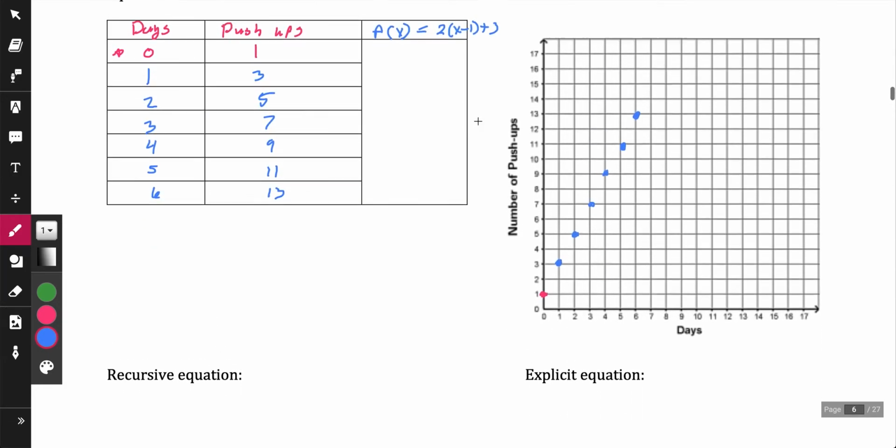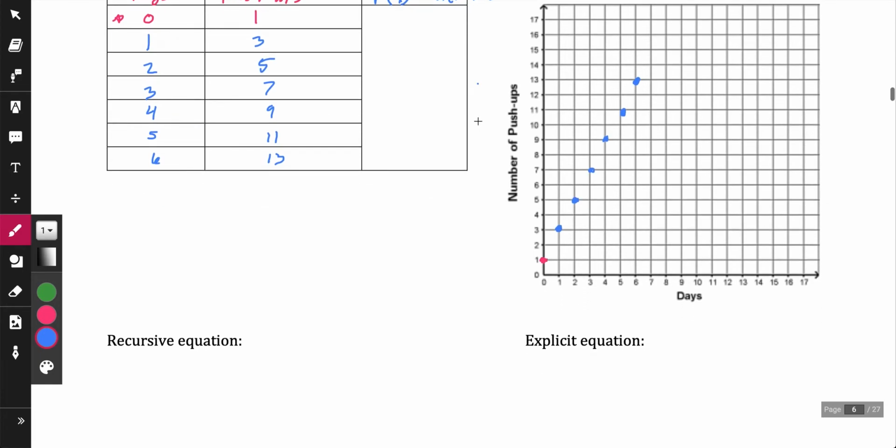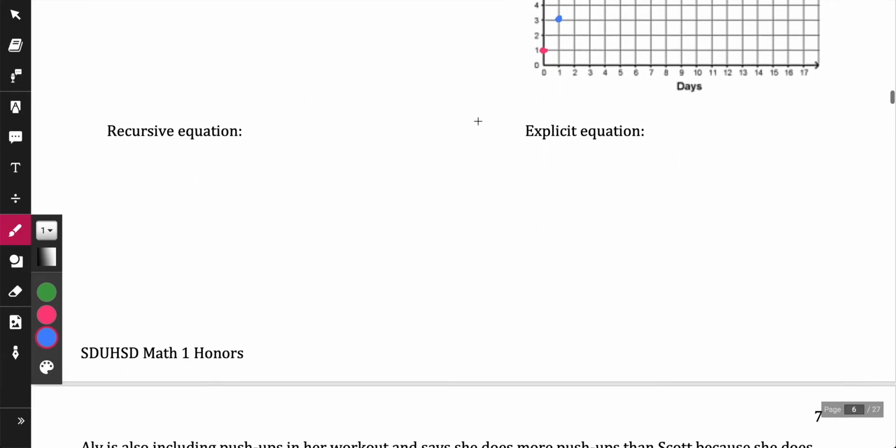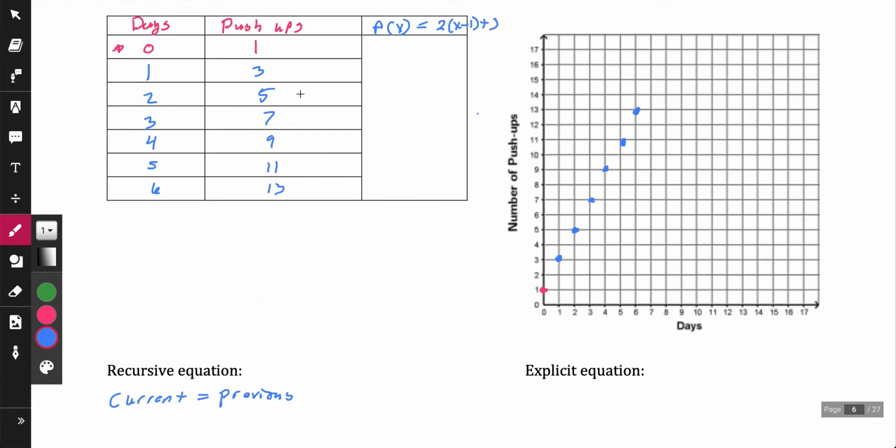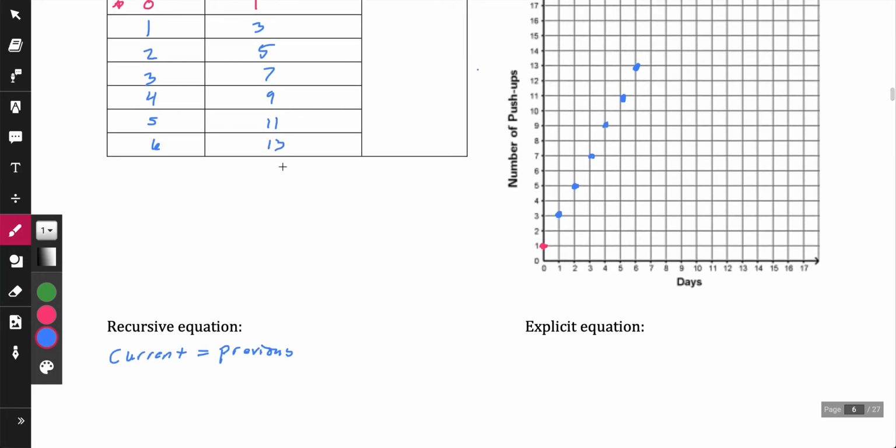So let's go ahead and look at this now. We're going to look at the recursive. And if you remember, what the recursive is saying, essentially in words, is that to get to my current term, I look at my previous term, and what did I do to my previous term? So let's look here. I was at 1 to get 3, 3 to get 5, 5 to get 7. What did I do to get 9? Well, I took 7 and I added 2 to it. What did I do to get to 11? I looked at my previous term and I added 2 to it. So on this one, we went to our previous term and we added 2 to it.